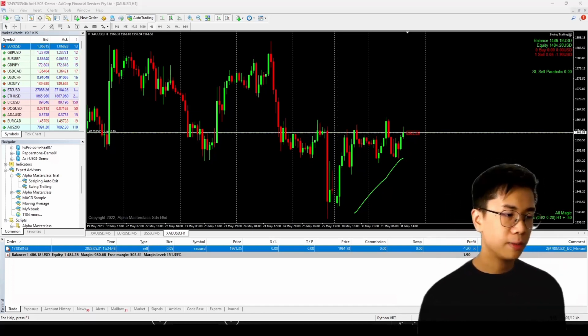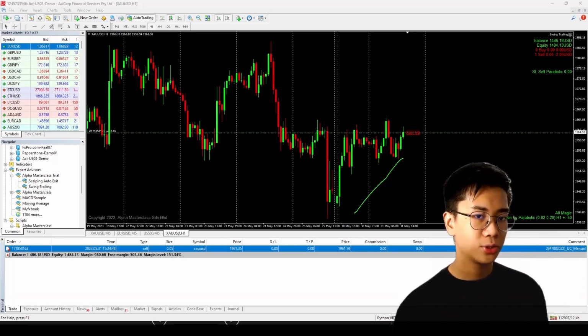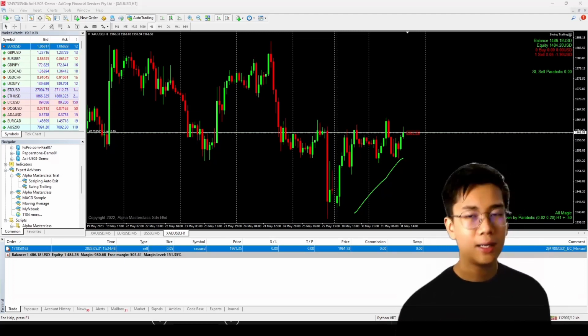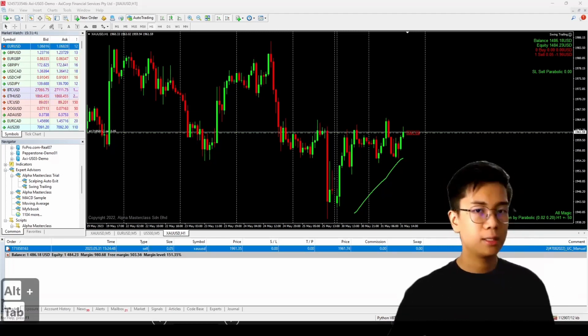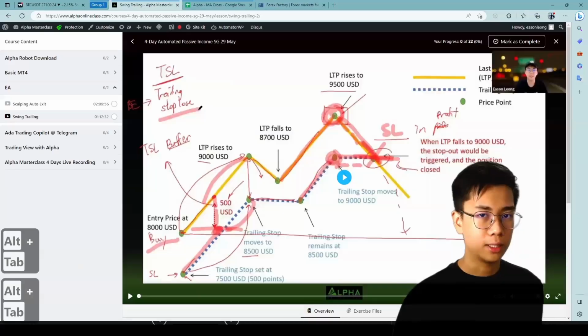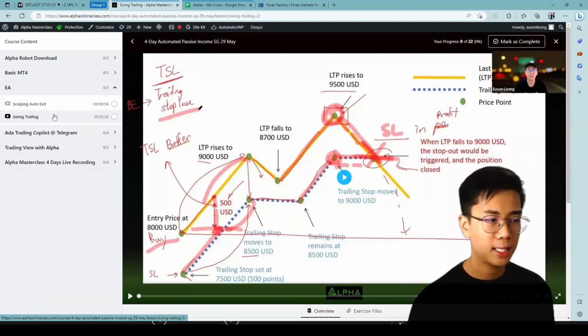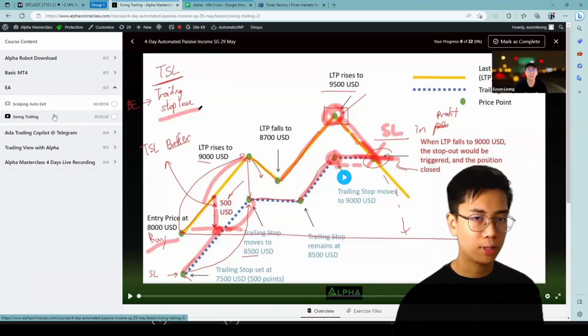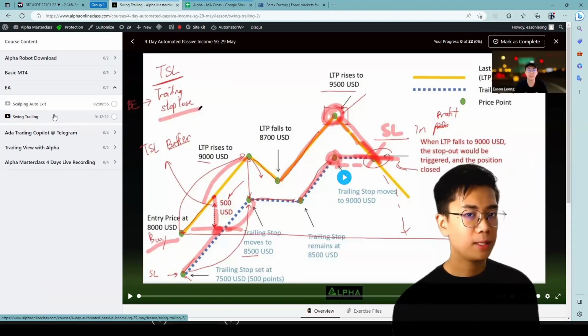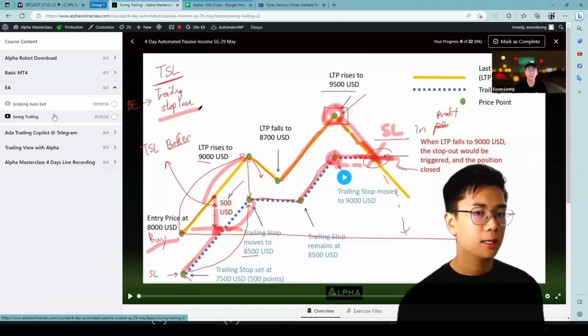The setup, which parameter to turn for swing trading? Okay, for parameter wise, please go to the membership website, swing trading, to watch it. There is a better explanation for this. There is calculation as well. Use 5 minutes for the scalping EA.